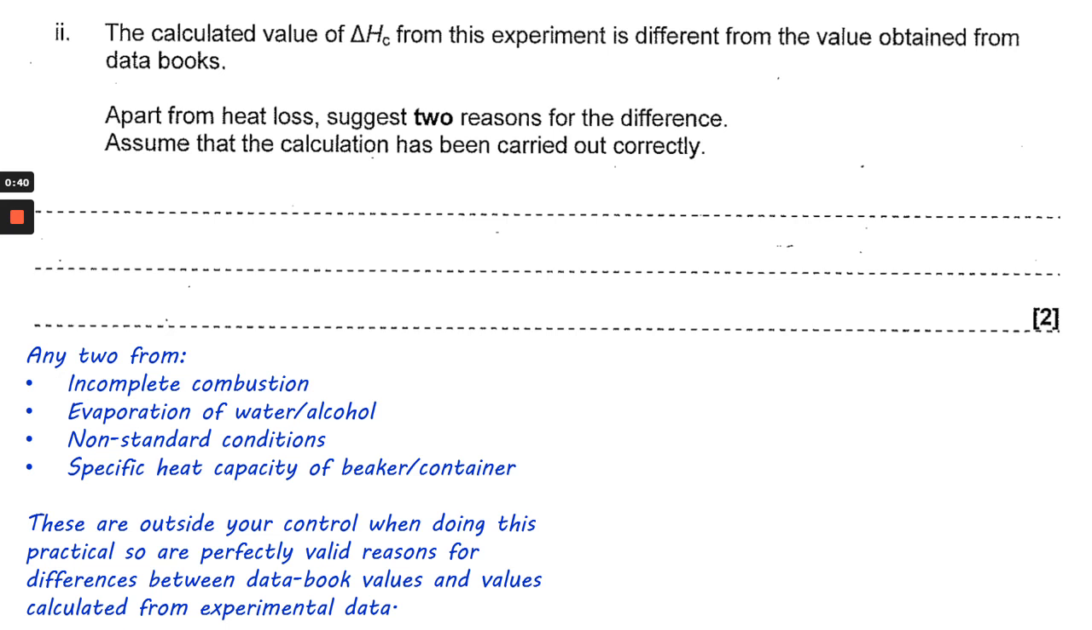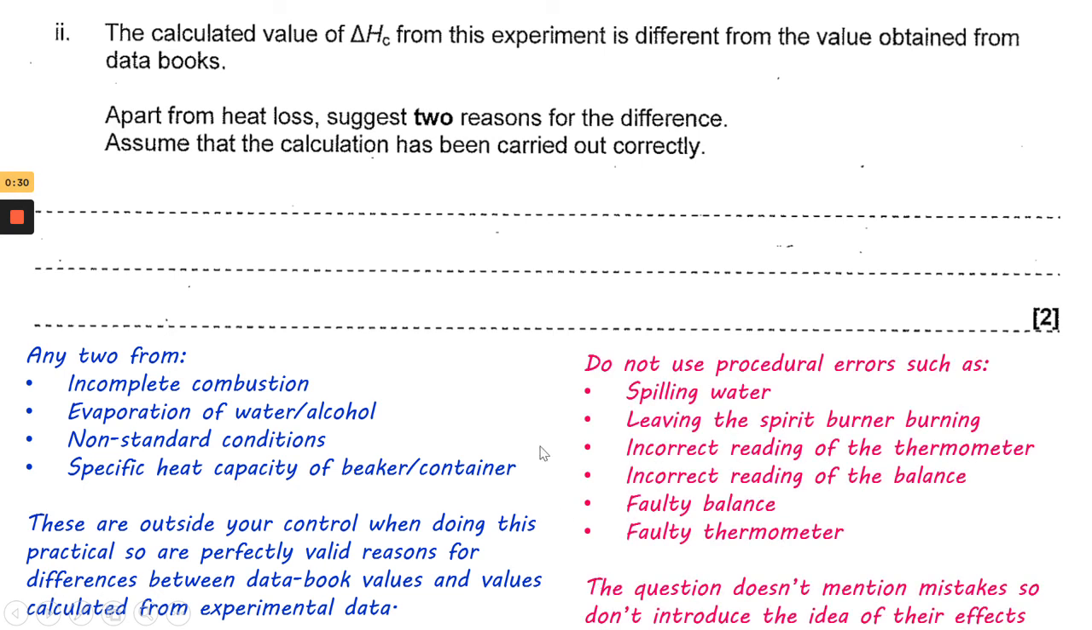For example, if the thermometer comes close to the metal of the container, or the glass of the beaker. These are outside our control. What you mustn't do in this type of question is start introducing random mistakes that could well have the same effect, but the question doesn't mention mistakes, so don't start to introduce the idea of their effects. You won't get credit for it.